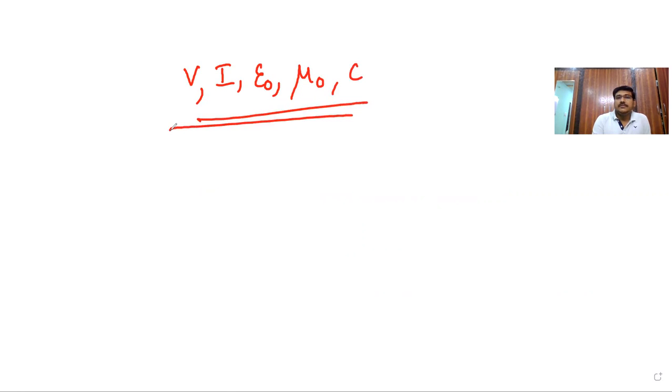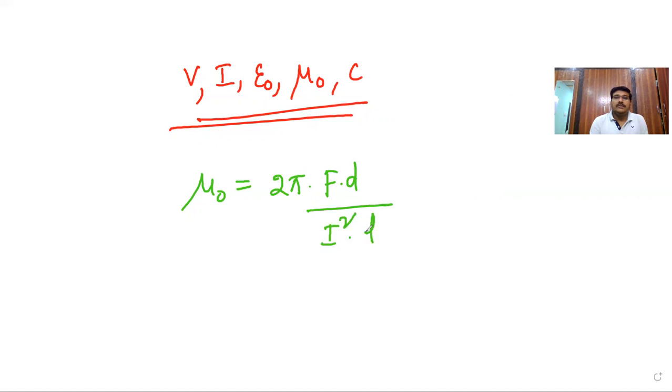Before going into the solution, the parameters involved are what? Potential difference, electric current, epsilon, mu naught, and C. These are the parameters as he quoted here. Now observe carefully. From the previous sessions, we know very well that permeability of vacuum is 2 pi into F into T divided by current square into length. This is the equation.